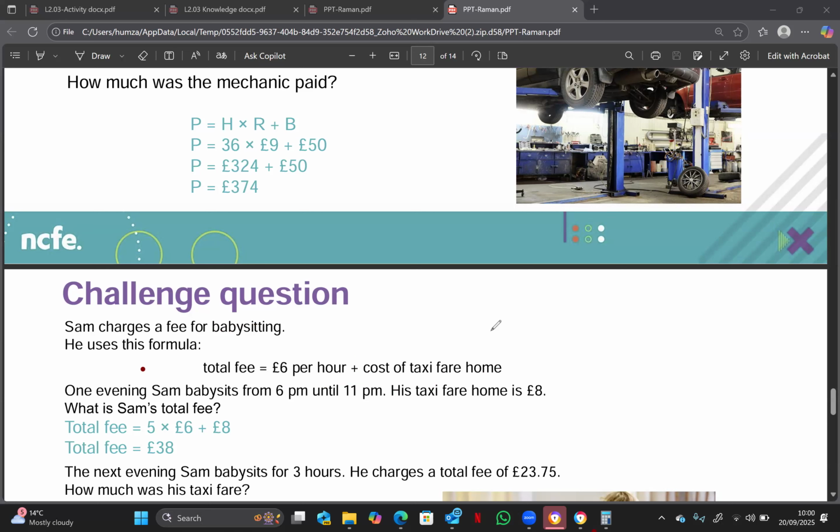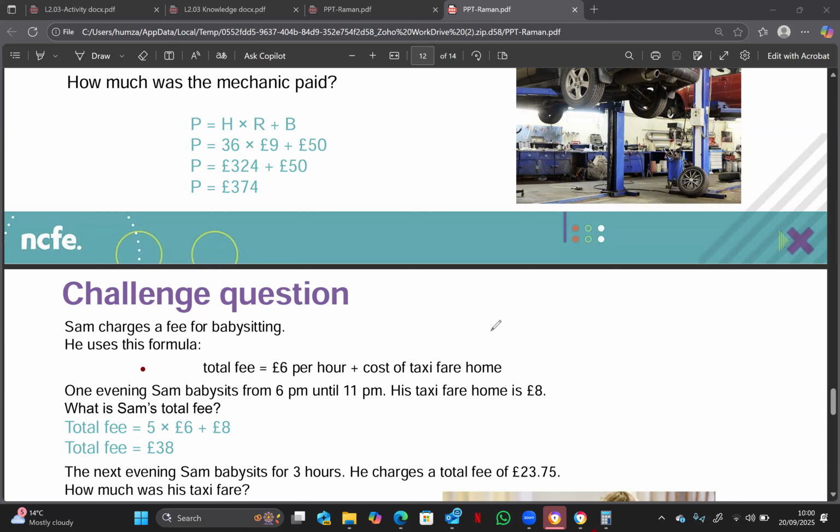He babysits for 3 hours. The taxi fare is £8. No, no, no. That was the day before. This is a new day. We need to work out what the taxi fare is. The taxi fare was 20. So, should I tell you the way I would do it here? Yes, explain please.